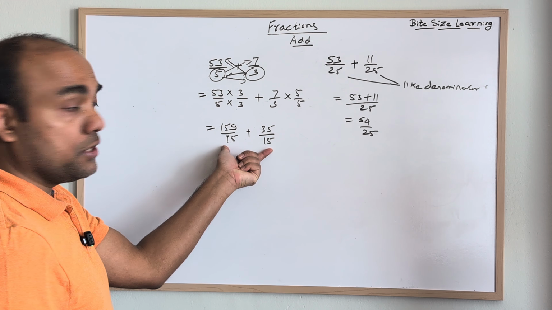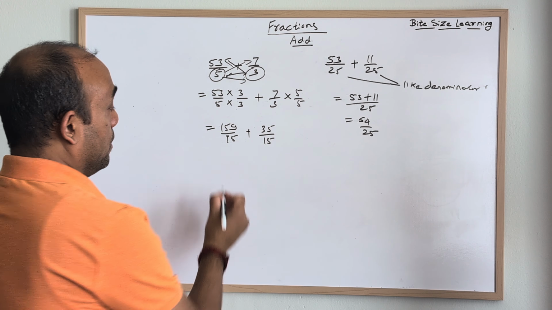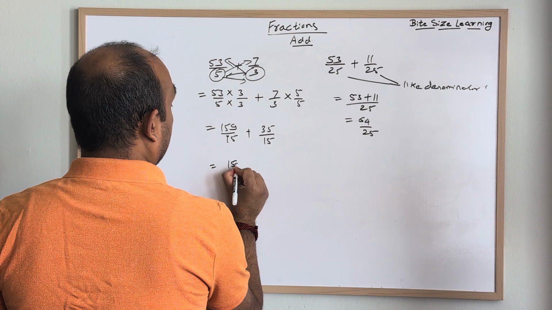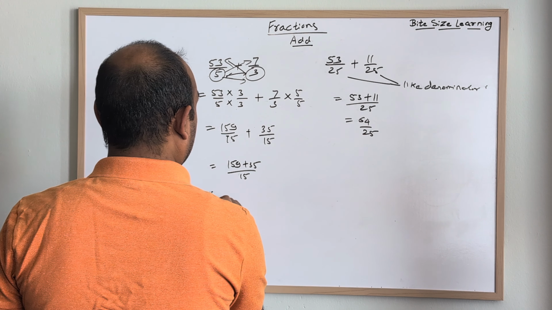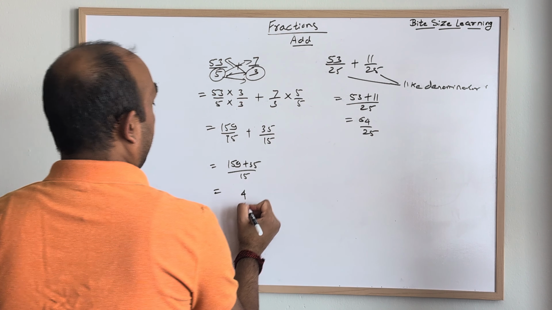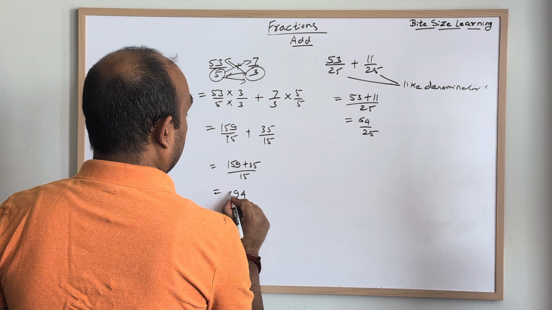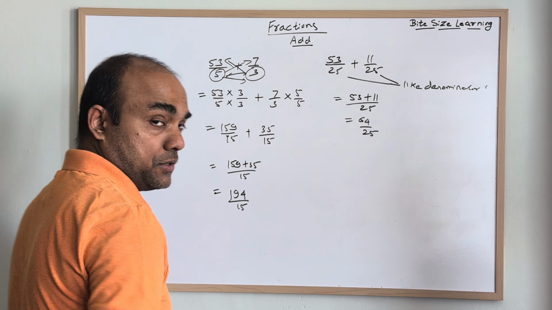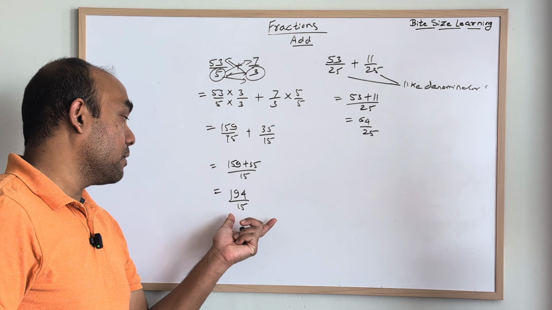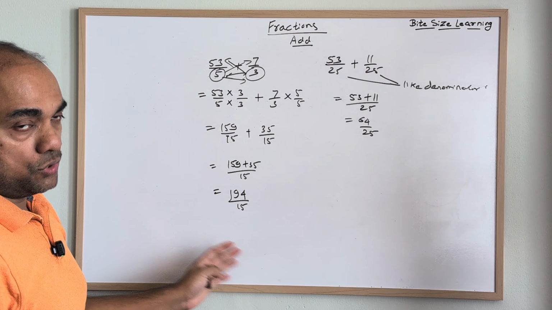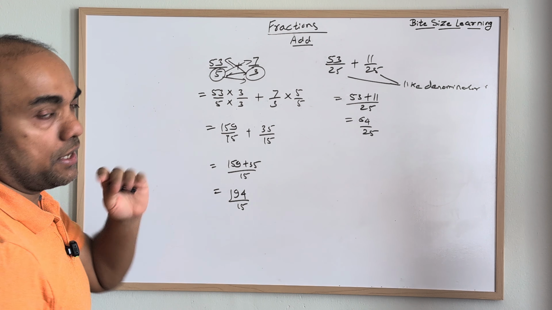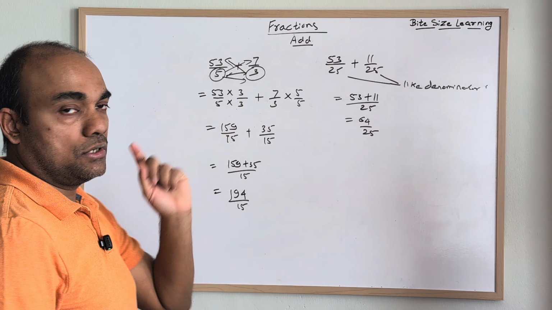Now you have the denominators equal. Now you can simply do addition of numerators, which will be 44 upon 15, right? So this is going to be your answer. If you can further simplify this fraction, you can. If not, then this is your final answer. That's how addition and subtraction is done.